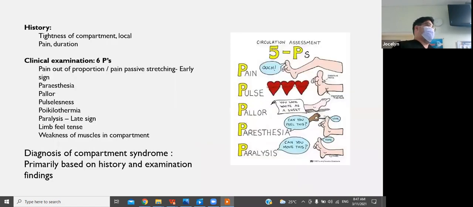Okay. Of course, we already know since medical school, the clinical examination, the 6 Ps of compartment syndrome. Pain. What my surgeon said before, it's pain out of proportion, because the other signs are all late signs. Paresthesia, pallor, pulselessness, poikilothermia, and paralysis. Okay. The diagnosis of compartment syndrome is primarily based on your history and examination. If you miss it, then you're out of it.